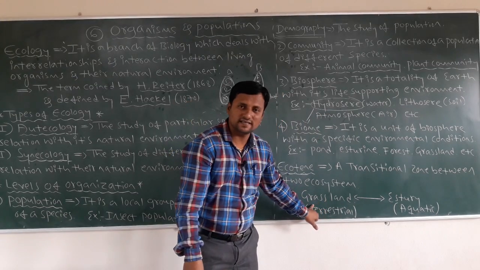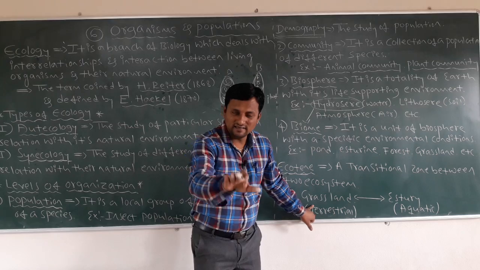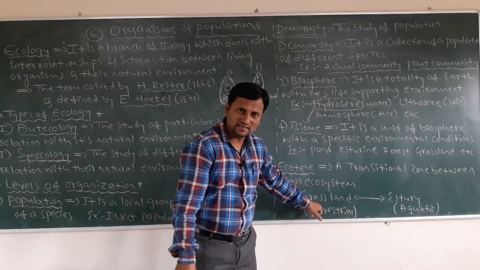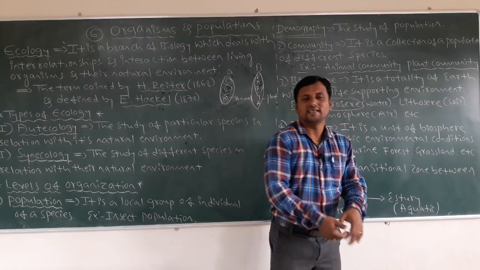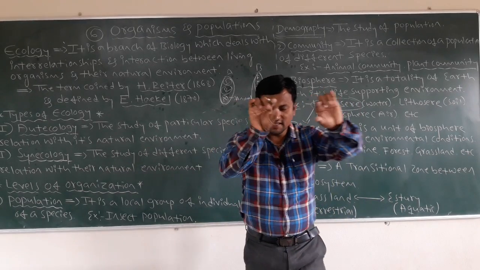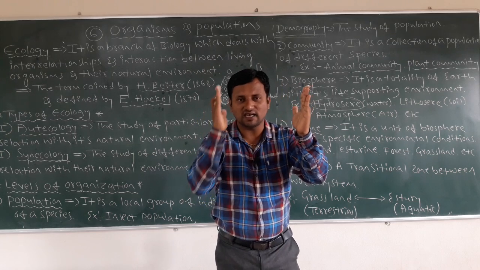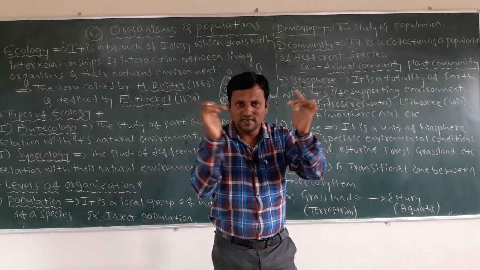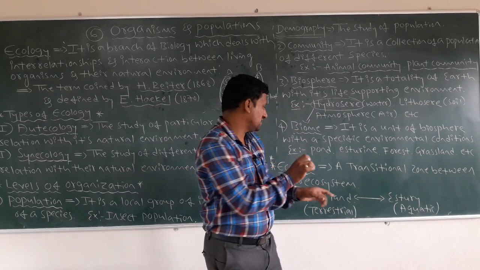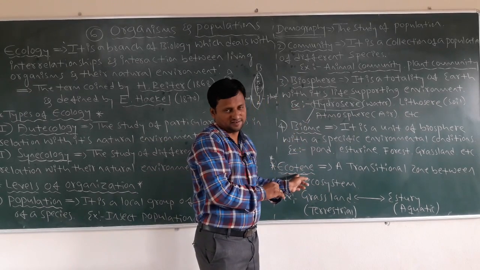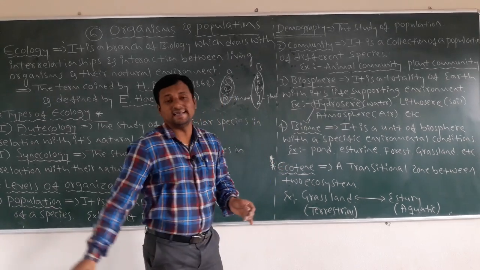The best example: one area is based on terrestrial land surfaces, that is on land, which we call a grassland. Another one is present in the aquatic habitat, which is called an estuary. Between these two zones, the estuary zone and the grassland zone, there is an area that is called an ecotone.